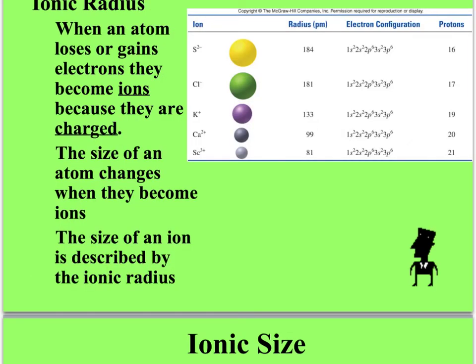Ionic size. The ionic radius. This is when an atom loses or gains electrons and it's already become an ion and therefore it is charged. The size of an atom changes when they become ions. So the atomic size trends is different from this one because now they've become an ion with a charge and the trend is going to be different. The size of an ion is described by the ionic radius instead of the atomic radius.